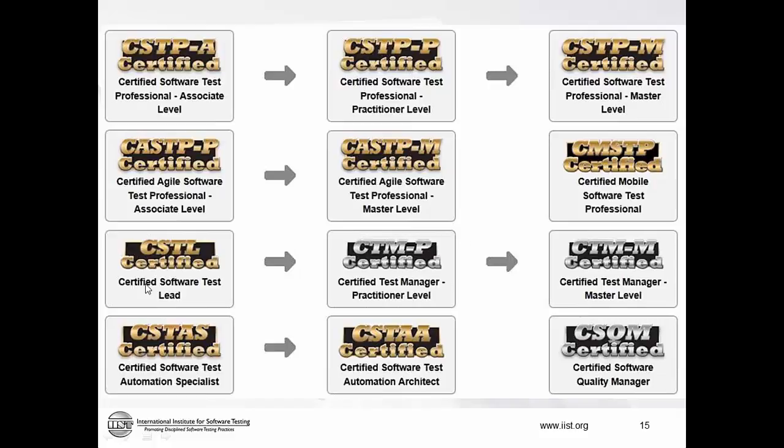All right, and then we move to the test management certifications down here, which start with the Certified Software Test Lead and Software Test Manager practitioner level and Certified Software Test Manager master level. And then you move to the automation certification, Certified Software Test Automation, Certified Software Test Automation Specialist, and the architect, 2 levels. The last certification here is called Certified Software Quality Manager, and it is standalone by itself.